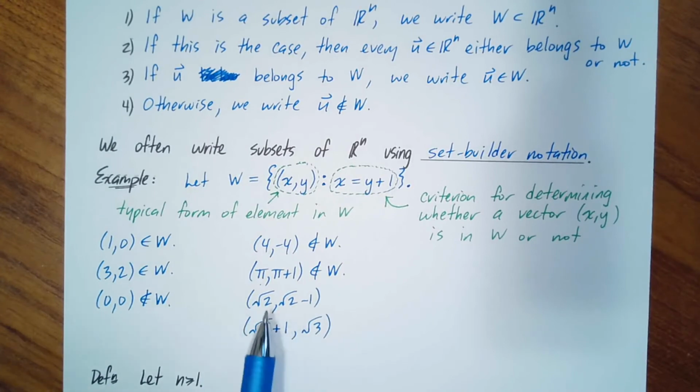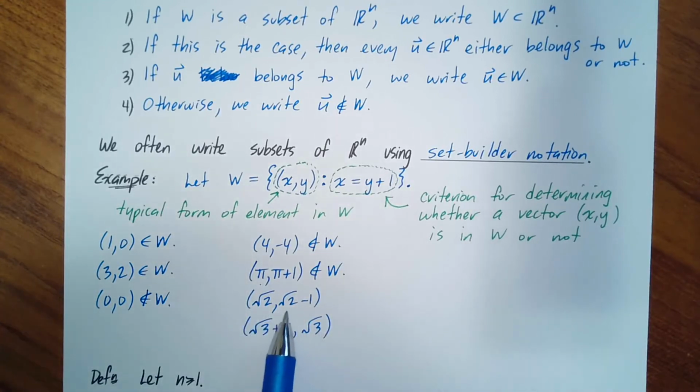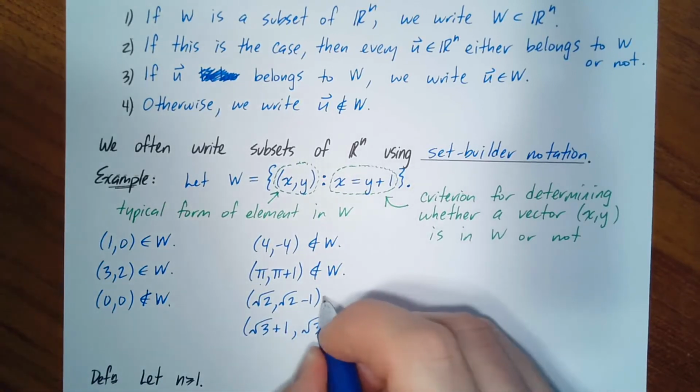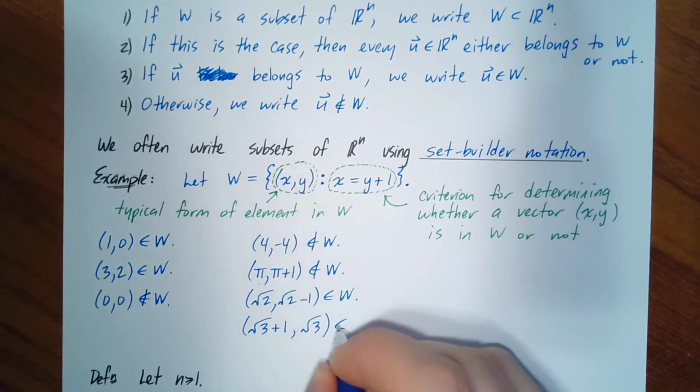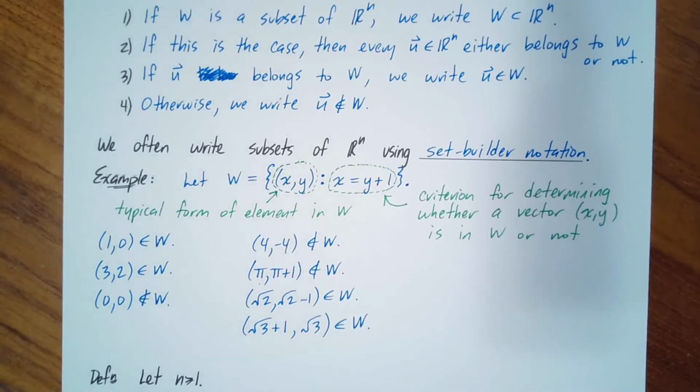What about these last two? Is the first coordinate 1 larger than the second coordinate? Yep, by design, simply by the way this is written down. Just because it's an irrational number doesn't matter. The point is, if I add 1 to the second coordinate, I get exactly the first coordinate. So that's why this works. This is in W. And then for this one, same thing, right? If I add 1 to the second coordinate, I get exactly the first coordinate. So the first coordinate is 1 larger than the second coordinate. So this is an element of W. So that's the idea. Okay, that's how you interpret this notation.